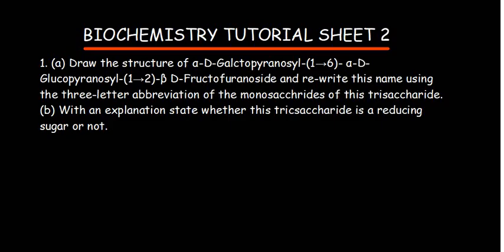D-galactopyranosyl 1,6, alpha-D-glucopyranosyl 1,2, which is a beta there, and then we have the fructofuranoside, and we write this name using the three-letter abbreviation of the monosaccharides of this trisaccharide. And then the second part is saying, with an explanation, state whether this trisaccharide is a reducing sugar or not.